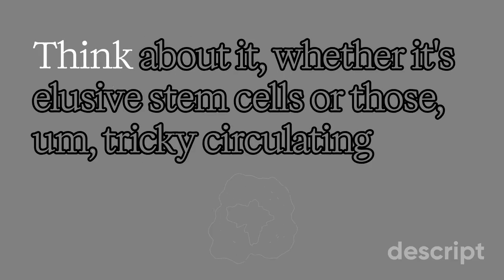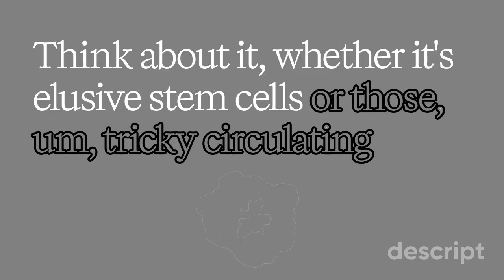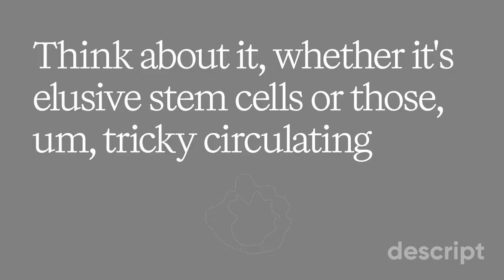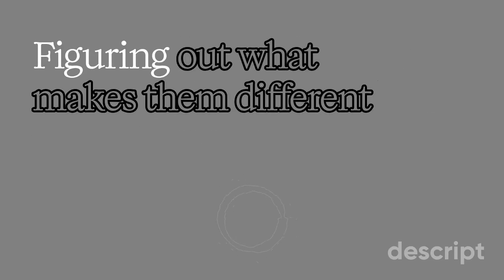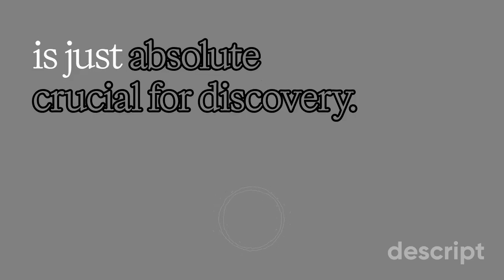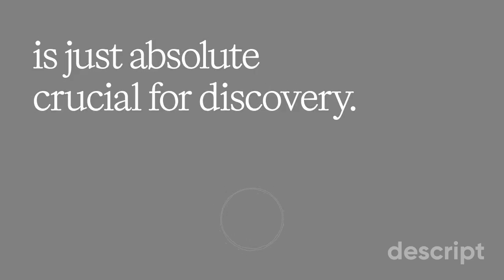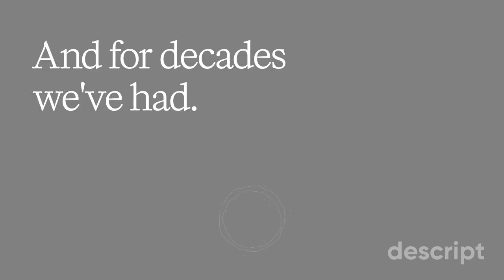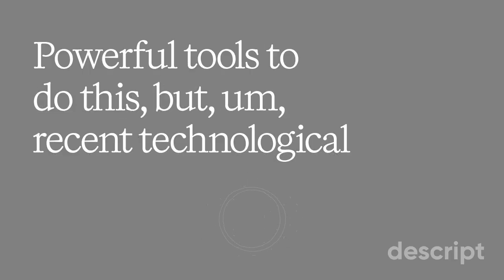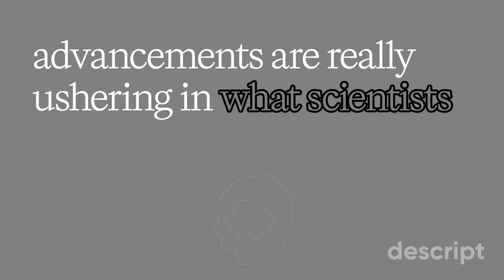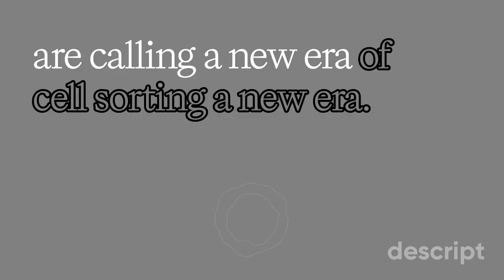Yeah, it's a big one. Think about it, whether it's elusive stem cells or those tricky circulating tumor cells, maybe even particular immune cells, figuring out what makes them different is just absolutely crucial for discovery. Indeed. And for decades, we've had powerful tools to do this. But recent technological advancements are really ushering in what scientists are calling a new era of cell sorting.